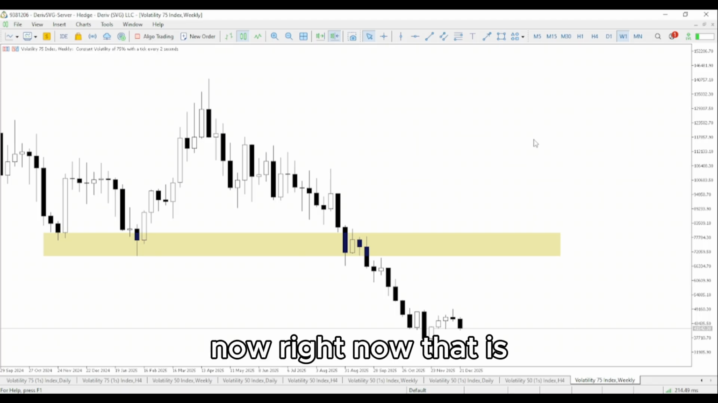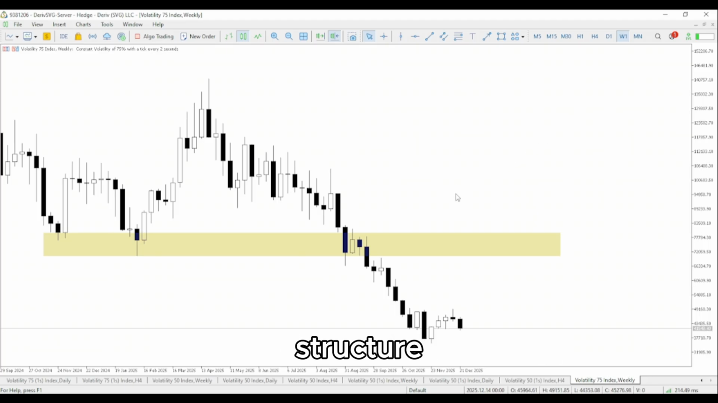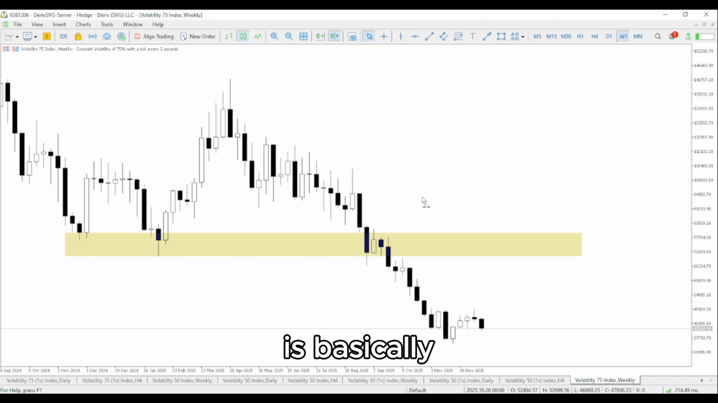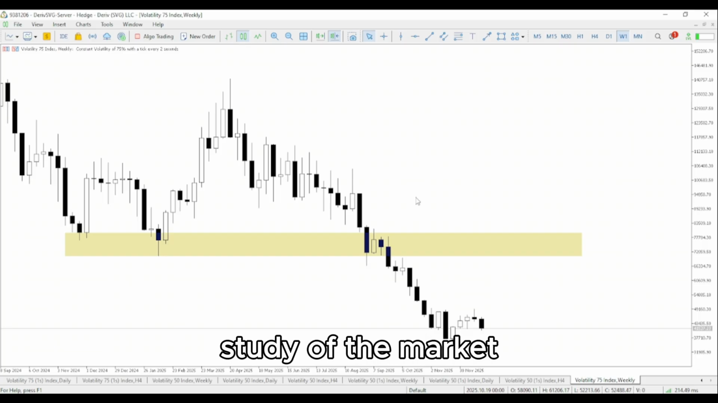Now write that down. That is going to be the second thing, the market structure. Now the market structure is basically the behavior of the market. You understand? The market structure is the study of the market behavior. So when you study the market behavior, that is market structure.